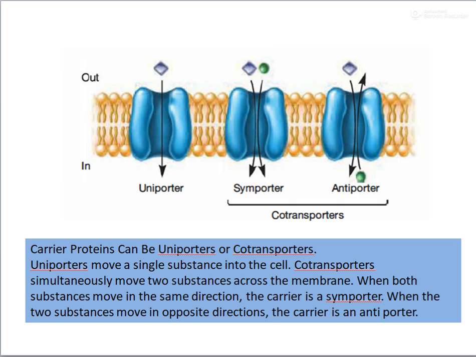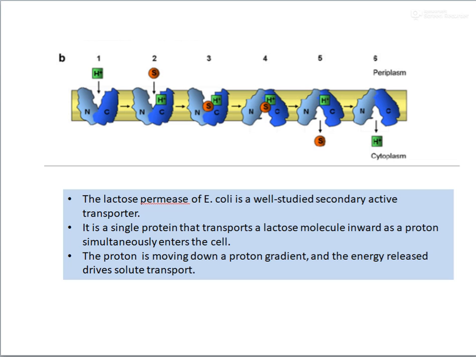And the most well-studied example of the secondary active transport is the lactose permease of E. coli, which is transporting mainly protons. The proton is also being transported, and also the sugar called lactose is being transferred into the cytoplasm of the E. coli with the help of the enzyme lactose permease.